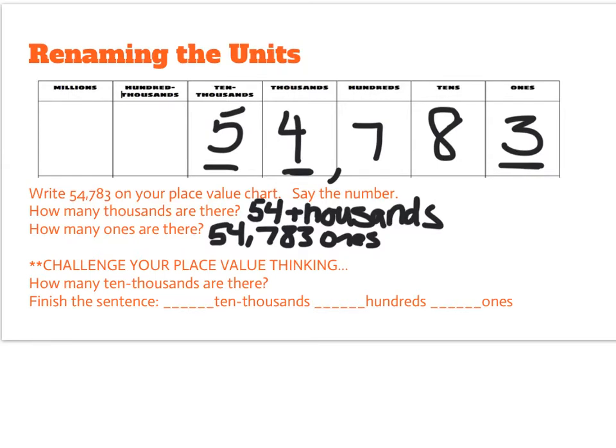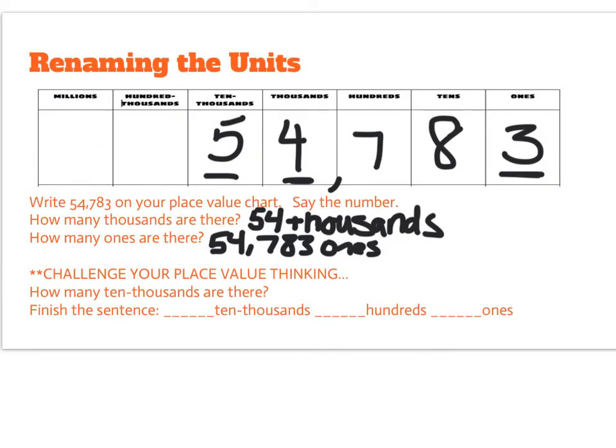All right, I want you to challenge your place value thinking. How many 10,000s are in that number, 54,783? If you thought there were 5 10,000s, you are right.